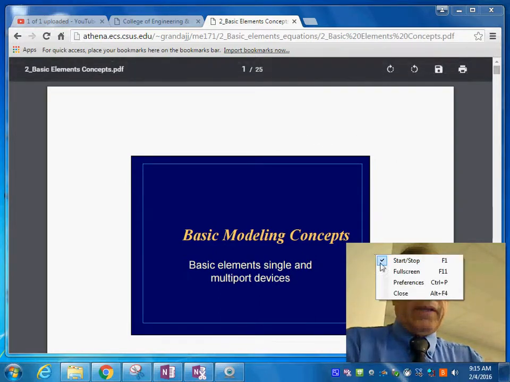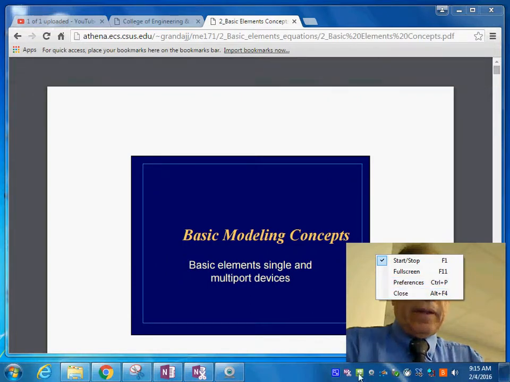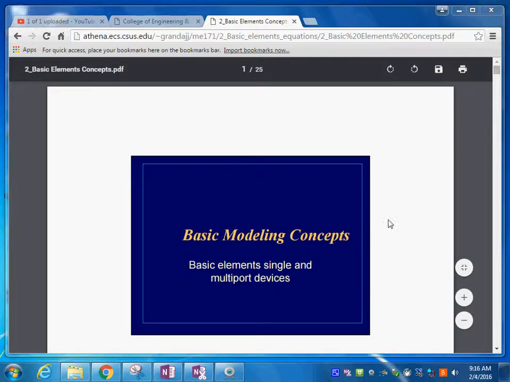So we're going to get started here, and we're going to call it basic modeling concepts.